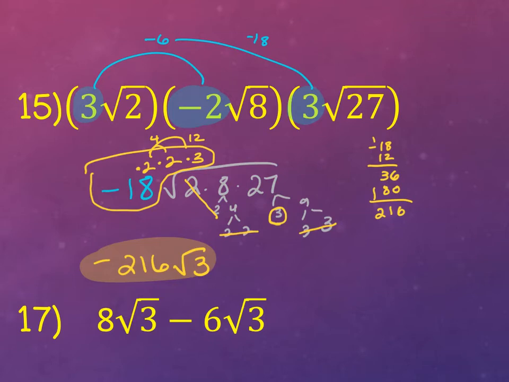So we group together all the numbers on the outside, all the numbers on the inside. We break down all the numbers on the inside till they're prime, and then see if there's any repeated pairs. Bring all those repeated pairs to the outside. Questions on that one?